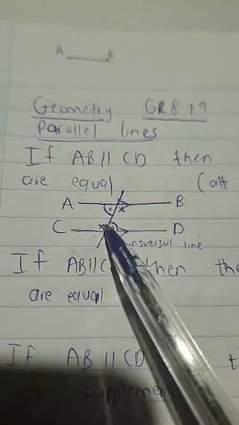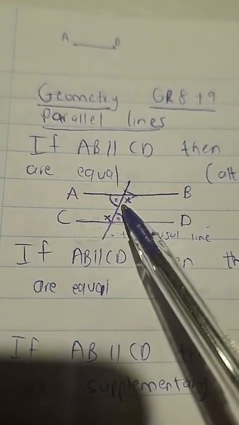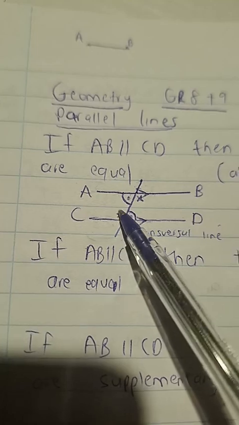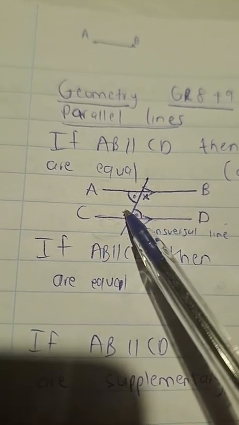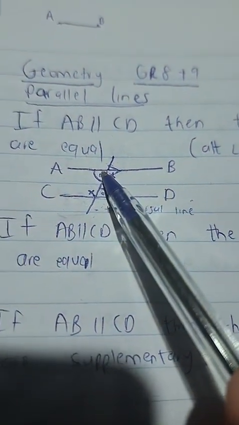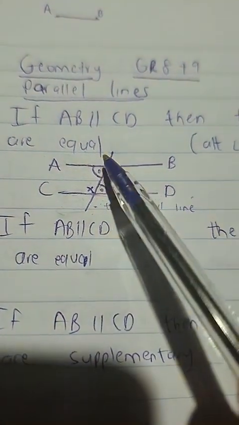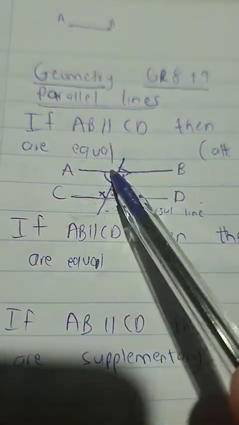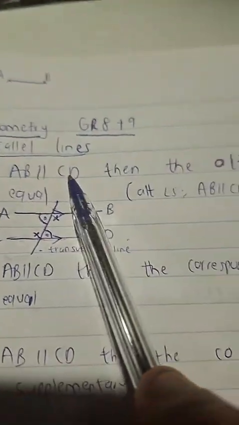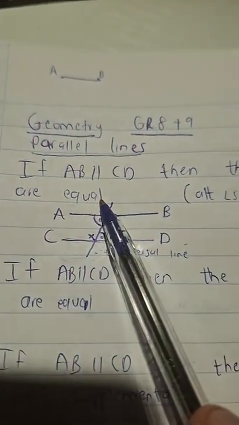This angle will always be equal to that angle. Take note of the position. This angle, the star, would be equal to this angle where the star is. Also, this angle, the dot, will be equal to that angle, the dot, because their position is of alternate angles. So if AB is parallel to CD, then the alternate angles are equal.